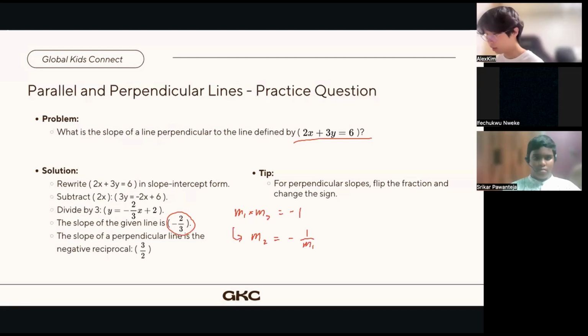So if we know that m1 is equal to -2 over 3, then in order to find m2, we just flip the fraction so that instead of 2 over 3, we get 3 over 2, and then reverse the sign, so instead of negative we have positive. If you want to save time, which is very important within the digital SAT math, then I recommend just memorizing: flip the fraction and change the sign to get the perpendicular slope.